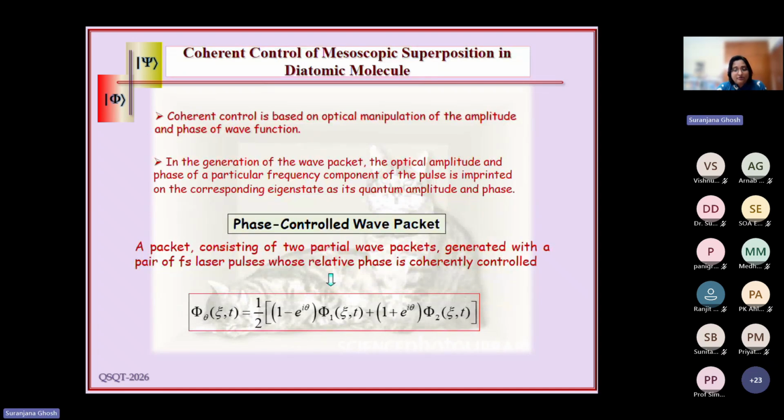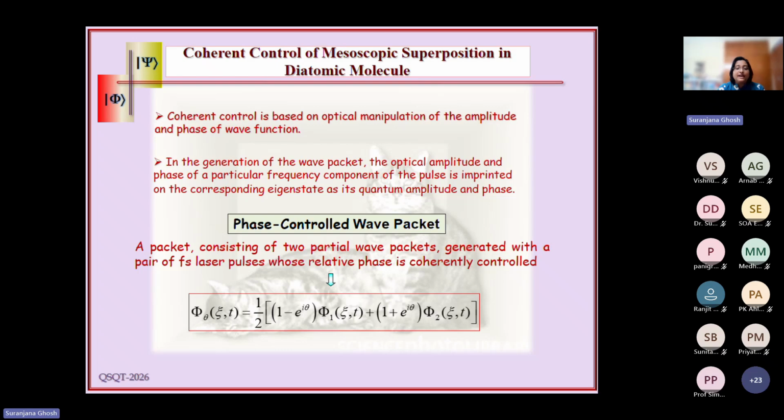What we did: using 2 optical pulses, one can create 2 wave packets. One packet has only an even number of eigenstates, another has an odd number of eigenstates. There is a relationship between the 2 wave packets. These phases are locked, and one can change the phase between the optical pulses, and that will be imprinted to the corresponding quantum wave packets.